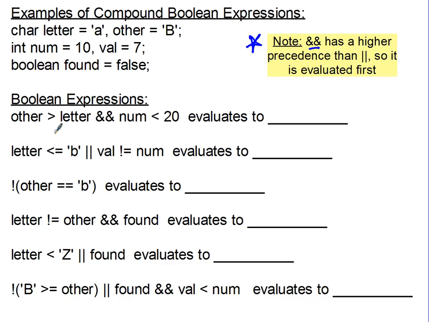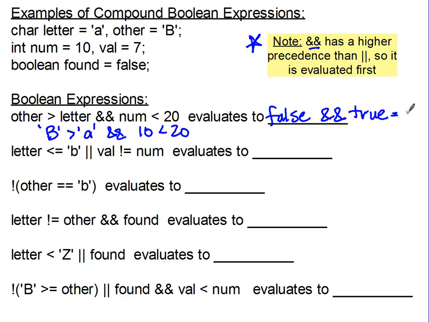So if we're taking a look here at this first compound Boolean expression, I'm checking if other is greater than letter and if num is less than 20. So is B greater than A? The answer to that would be false. So this would be false. And is 10 less than 20? True. But remember, for an AND statement, both of them have to be true. So the final result here is false.